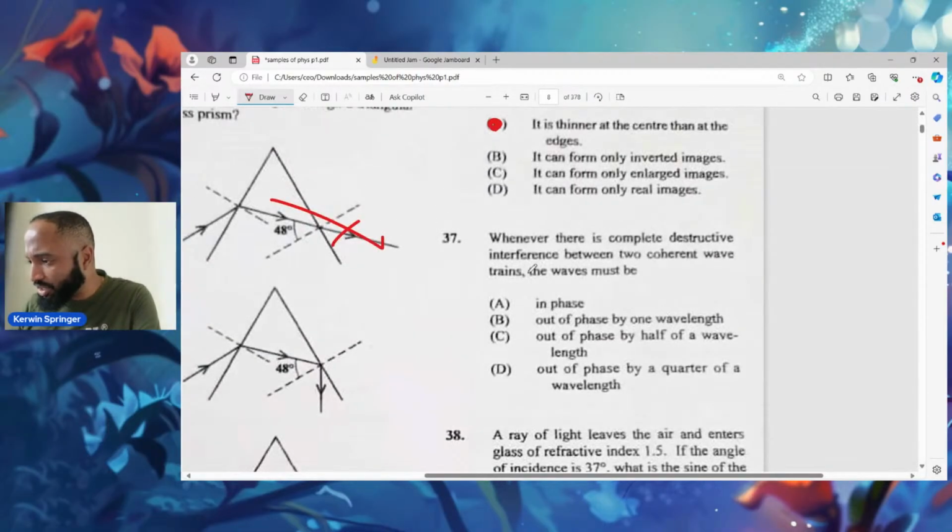Whenever there's complete destructive interference between two coherent wave trains, the waves must be in phase. No. Out of phase by one wavelength. No, that would be in phase again. Out of phase by half a wavelength. C is the answer.